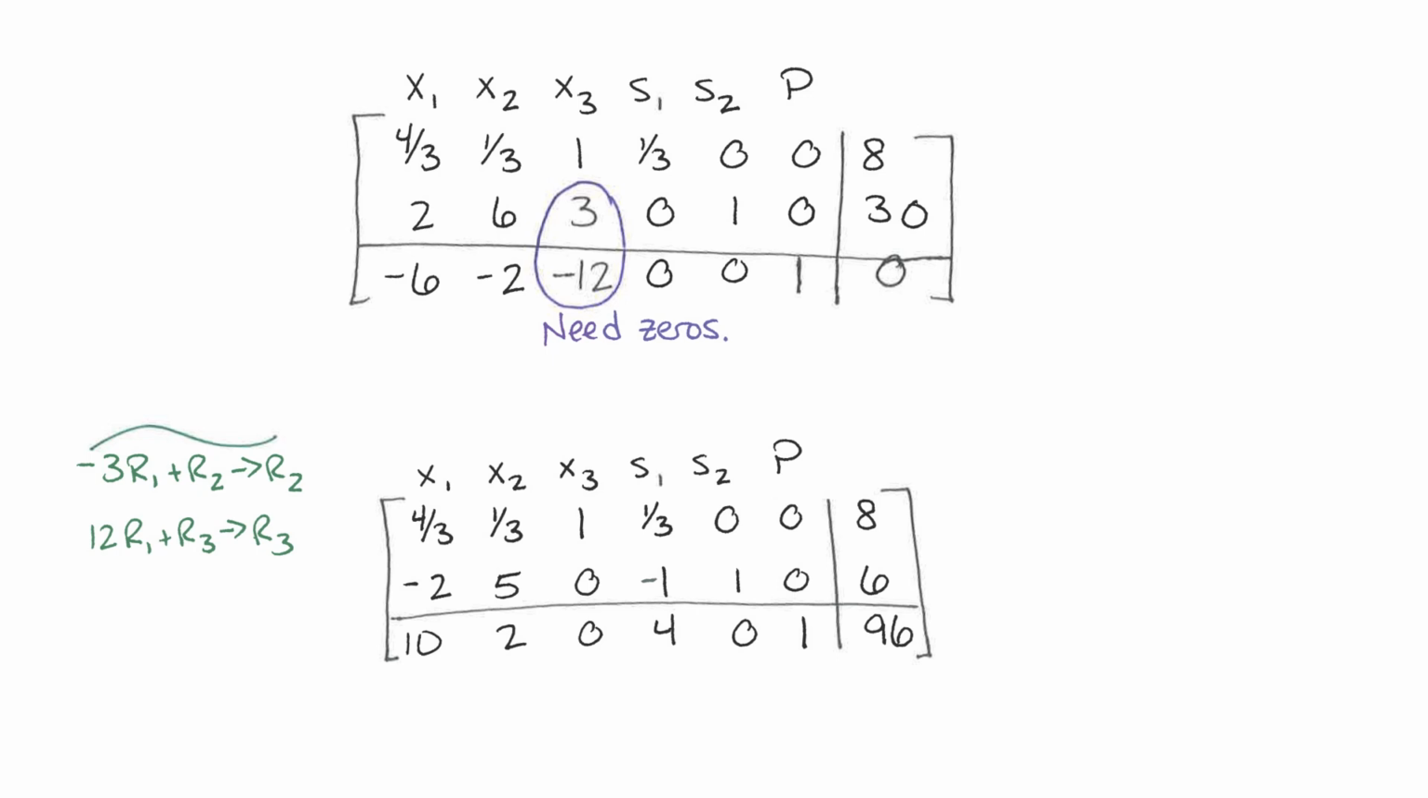So we're going to use row operations. Negative 3 R1 plus R2 will replace R2. 12 R1 plus R3 will replace R3. So row 1 remains the same for this tableau. The new row 2 is negative 2, 5, 0, negative 1, 1, 0, 6. The new row 3 is 10, 2, 0, 4, 0, 1, 96.